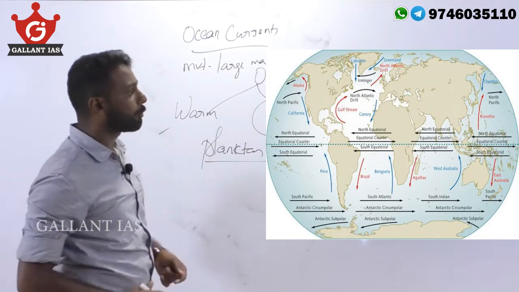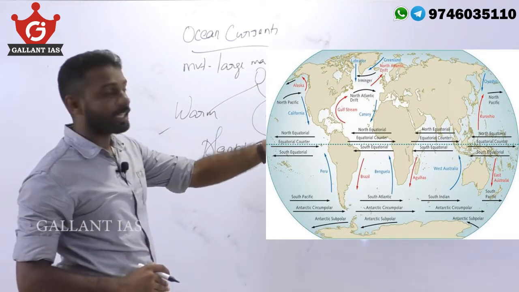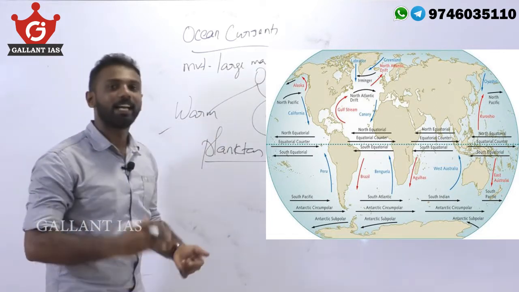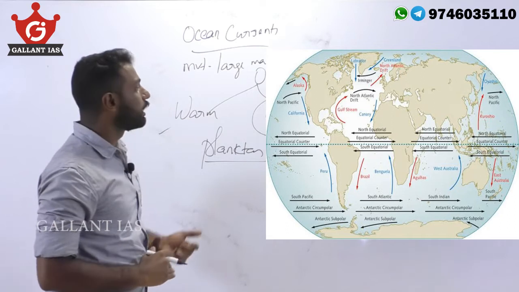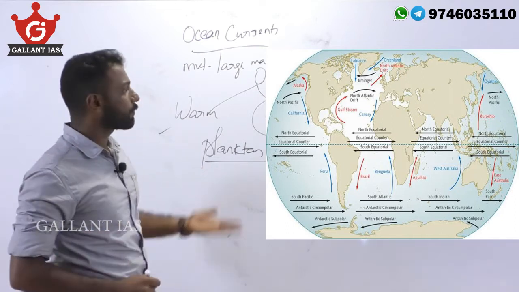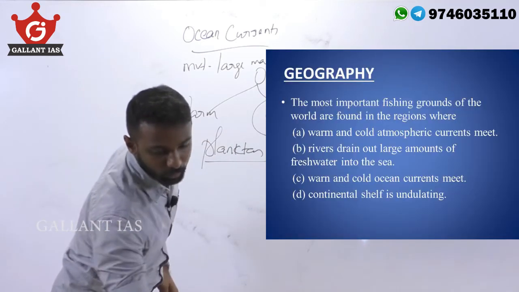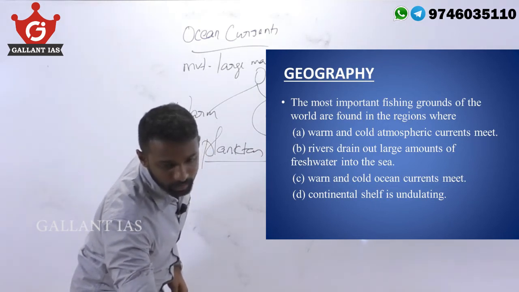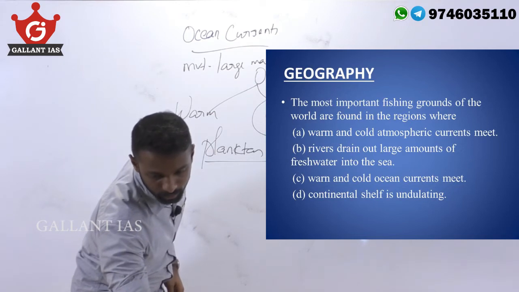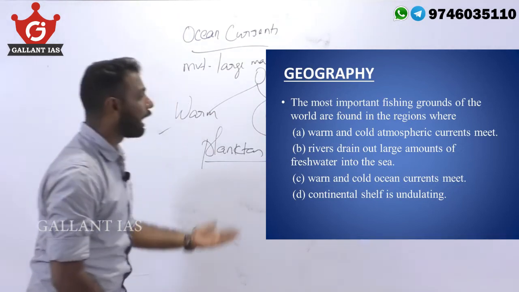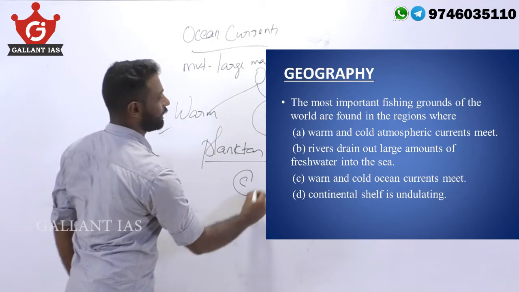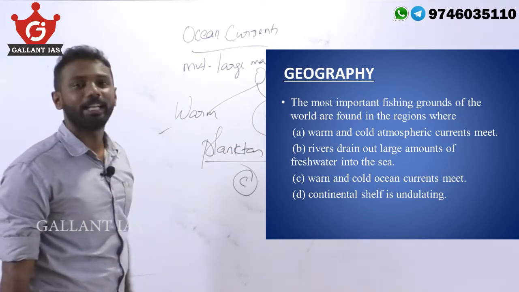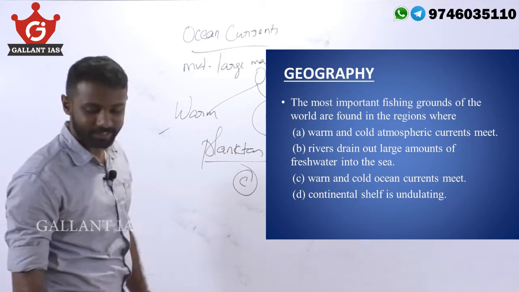Similarly, around the coast of Japan, when the Kuroshio warm current meets the Oyashio cold current, plankton flourish there too and fish growth is much more. So, moving on to the question, the most important fishing grounds of the world are found in the regions where? Our answer is option C, that is, where warm and cold ocean currents meet, that place is ideal for fishing. Answer here is option C.